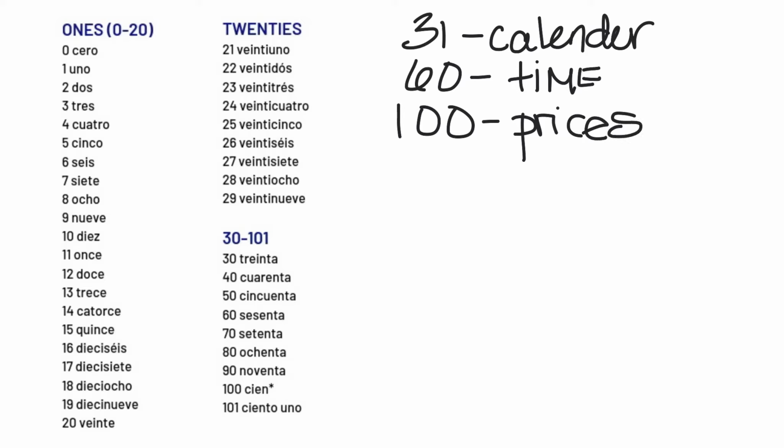So the numbers are the basis of a lot of things in a language, and that's why we want to get these out of the way. We want to understand how they work, and they actually get easier the higher you go, which sounds kind of funny. So I'd like to go over from the beginning. I'm just going to say the numbers for the pronunciation purposes.